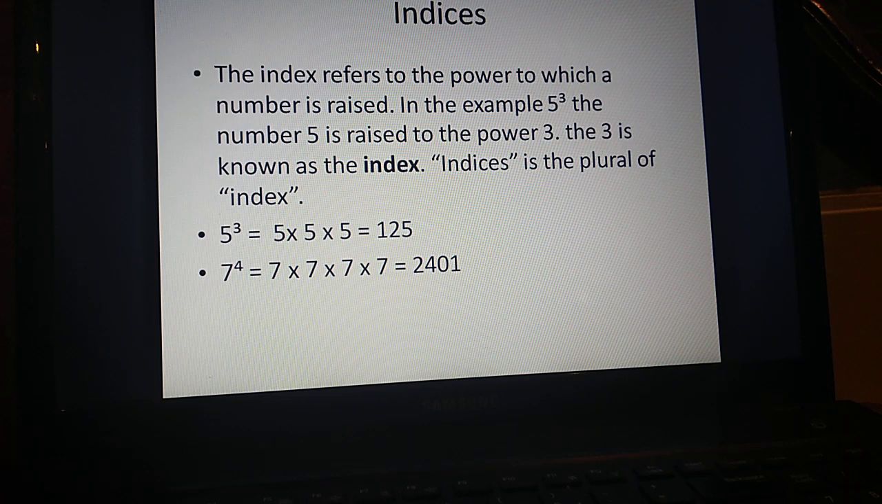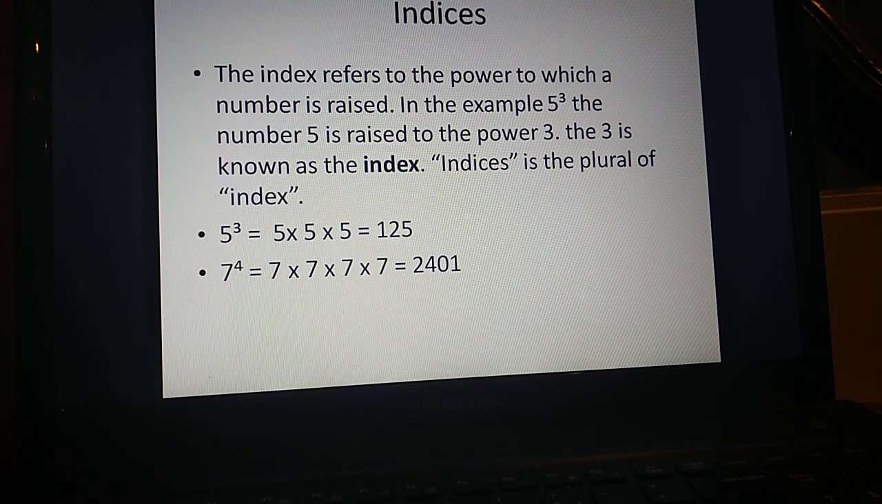Indices is a plural of the singular index. And the word index means the power to which a number is raised. Example, 5 to the power 3 means 5 by 5 by 5. But when I say 5 to the power 3, 3 is the index. So it means the number in which I multiply 5 by itself. The plural of index is indices, which means in Arabic, al-usas.